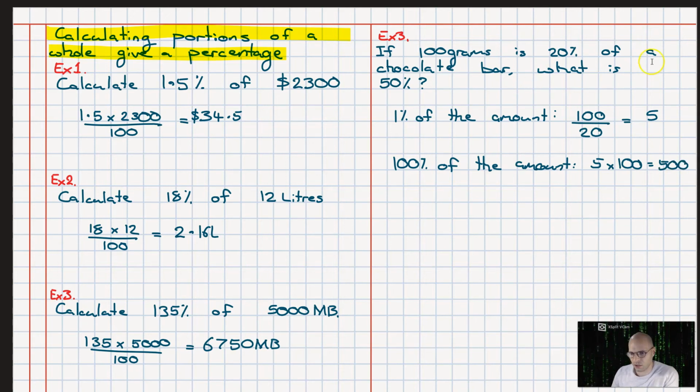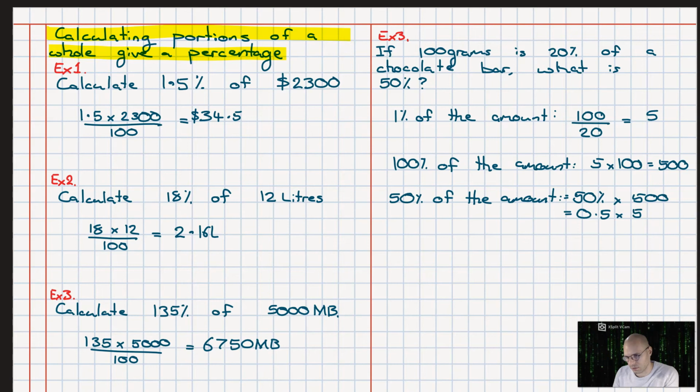Now the question asks, what is 50%? Well, to calculate 50%, 50% of the amount is going to be the same as writing 50% times 500. Then we'll turn the percentage into a decimal. 50% is the same as writing 0.5 times 500. And therefore, it's going to come out to be 250.